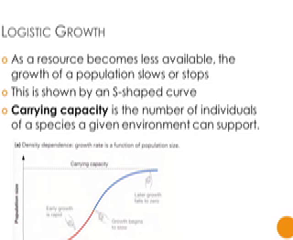Carrying capacity, again, is the number of individuals of a specific species that a specific environment can support. So in any area, there's a certain carrying capacity. There's a certain level of resources that an area can handle. And once it goes over that limit, the birth and death rates will kind of equal out, and you'll get that nice S-shaped curve.